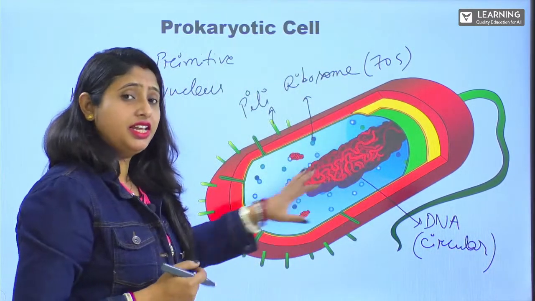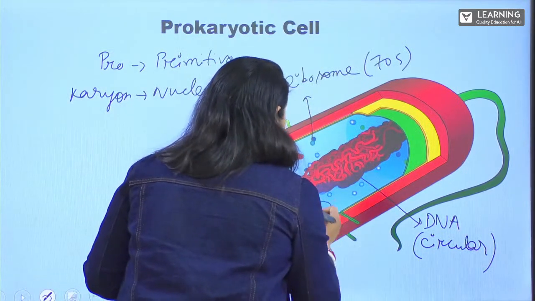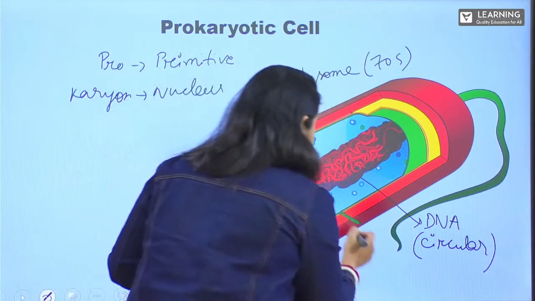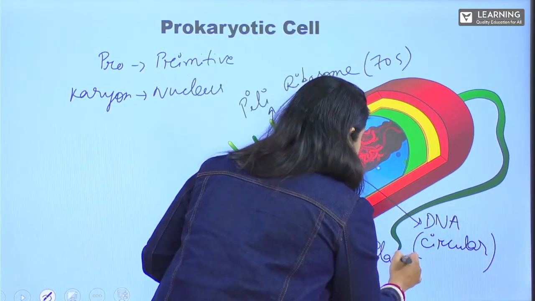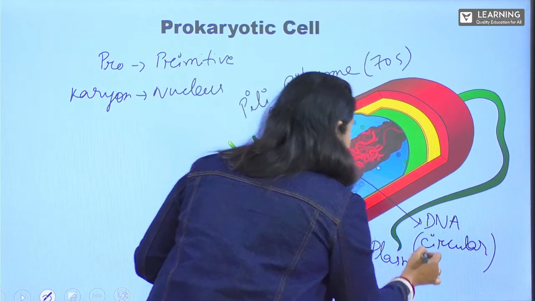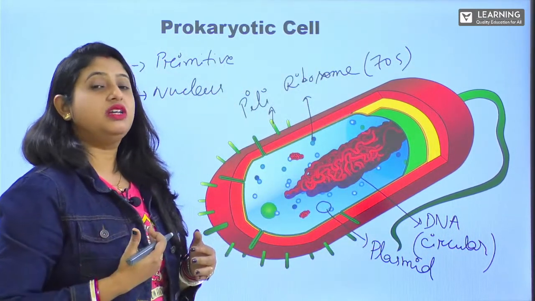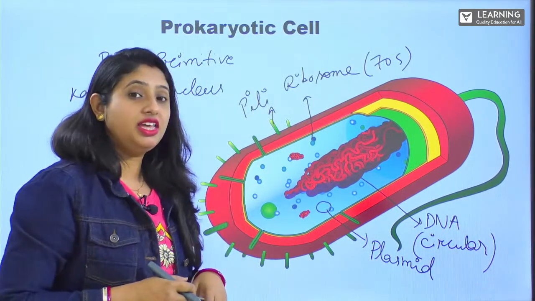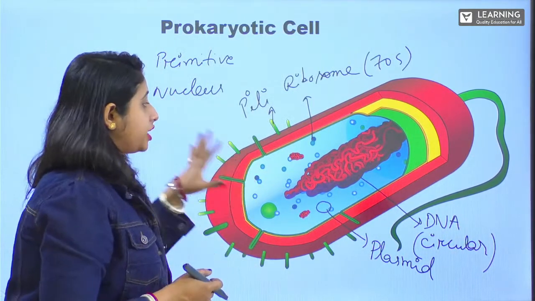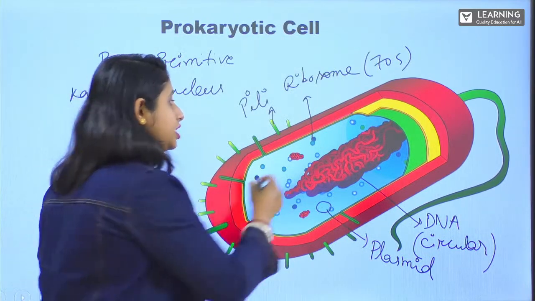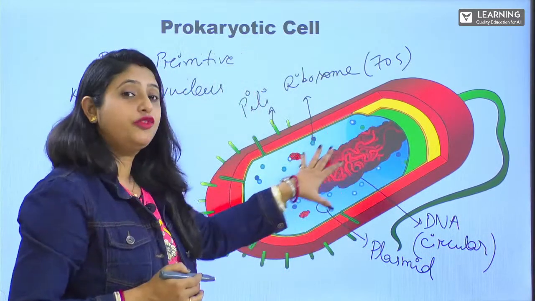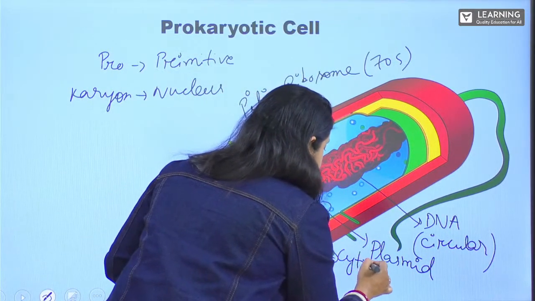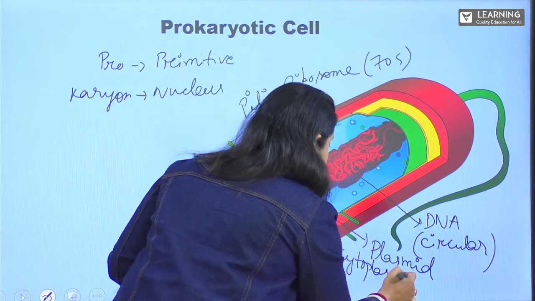Besides the DNA, you will also find the plasmids. These plasmids are also present in the prokaryotic cell. What are these plasmids? These plasmids are nothing but the extra-chromosomal circular DNA, which is also present in the bacterial cell. And you can see this blue color, right? This is the fluid matrix. We call this part the cytoplasm.